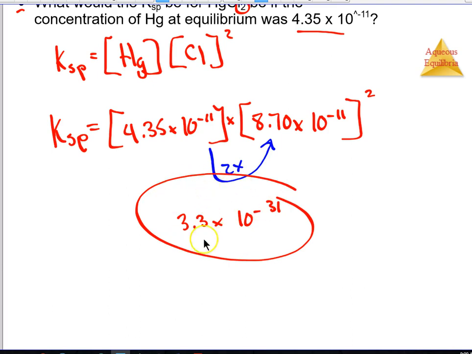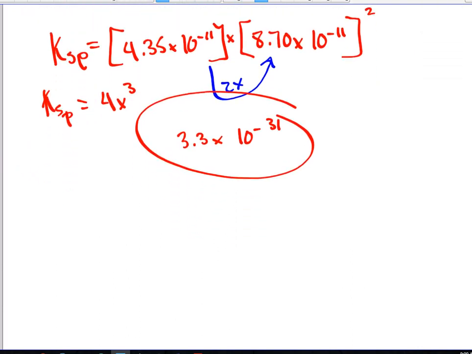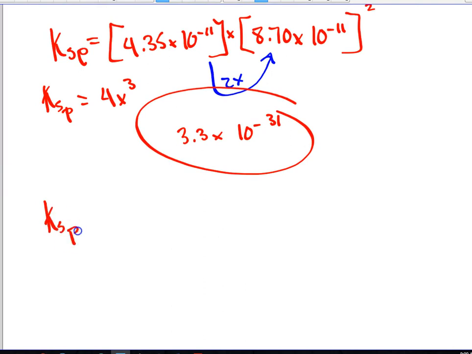Okay, now, this is the longer way to do it that you can do. Or, if you remembered, since it was a 2-to-1, KSP was 4x cubed. Okay? So, KSP will equal 4 times this number, 4.35 times 10 to the negative 11 cubed. You should get the same number either way. Okay? So, this is the most correct way to write it out and do it.